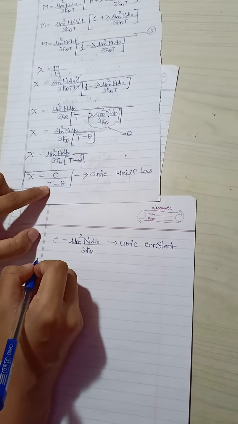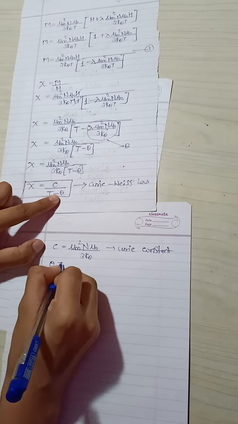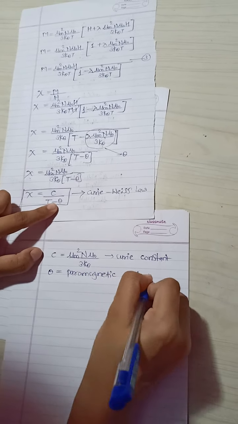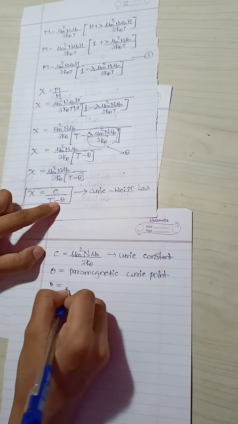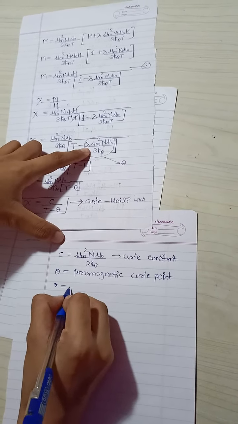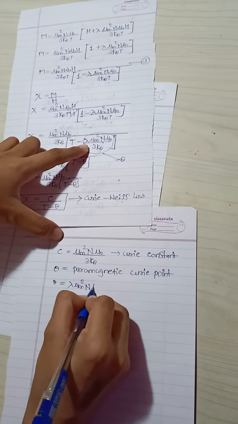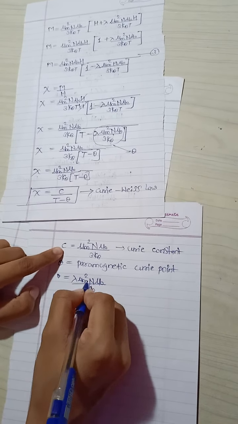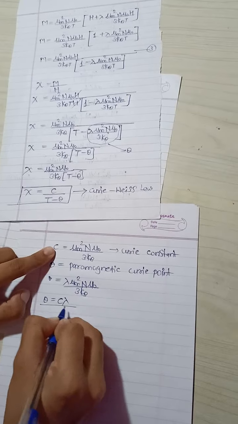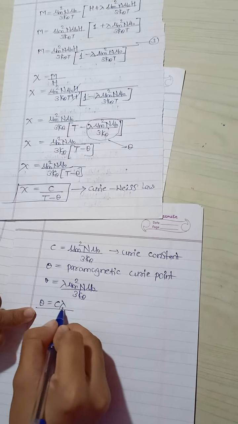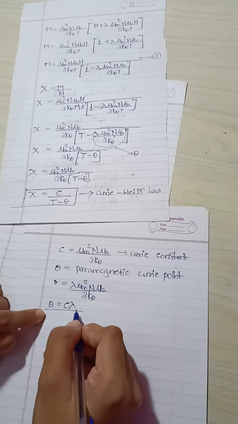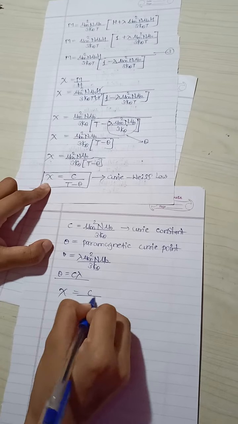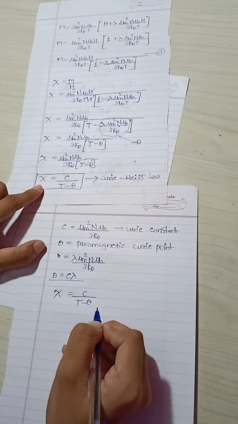Curie constant C, and T is the absolute temperature in Kelvin, where theta is the paramagnetic Curie point or Weiss constant theta. Here we write the theta term as lambda mu m square n mu naught upon 3 kB, and we know this term as C, the Curie constant. So theta is the paramagnetic Curie point or Weiss constant, a measure of the strength of interactions. Then the susceptibility psi is equal to C upon T minus theta, which is the Curie-Weiss law.